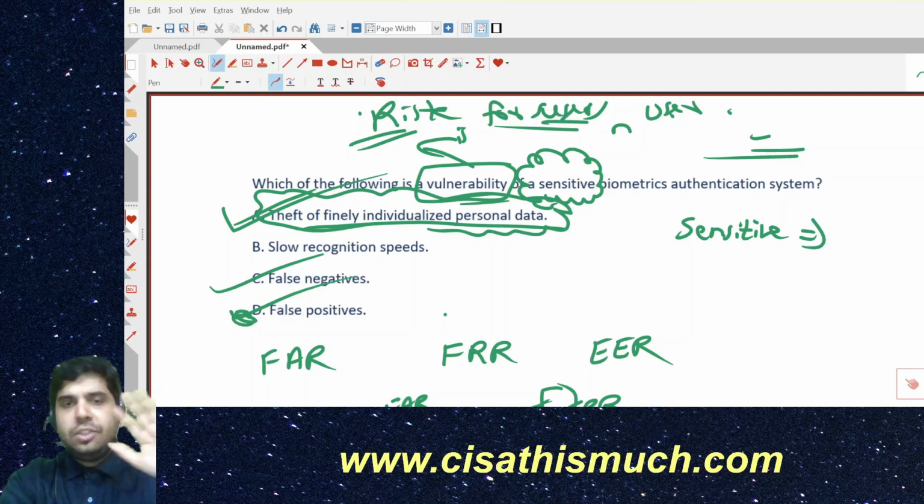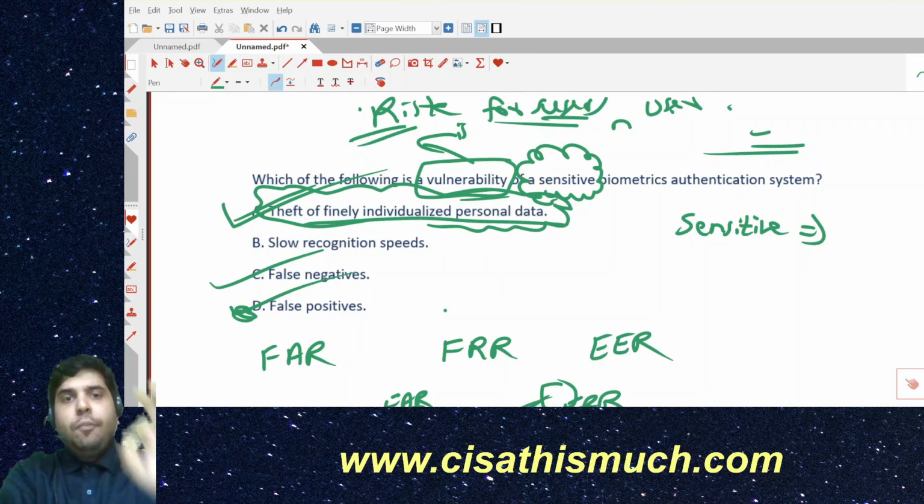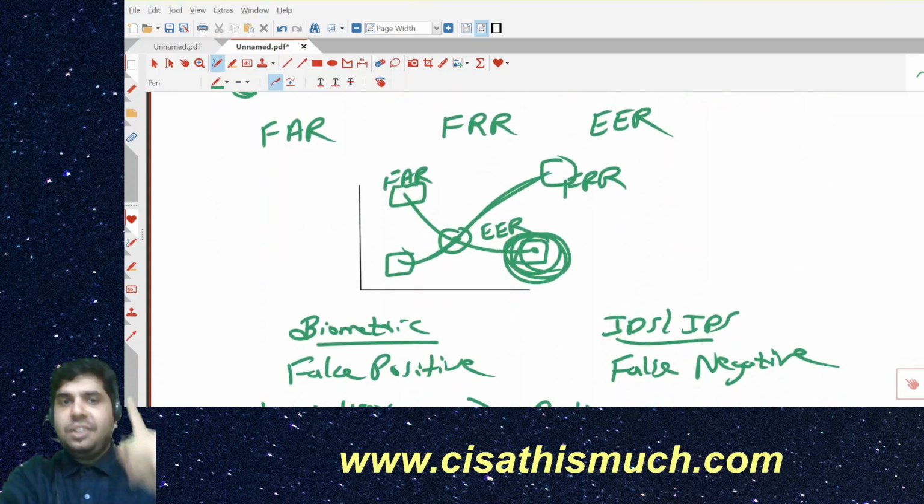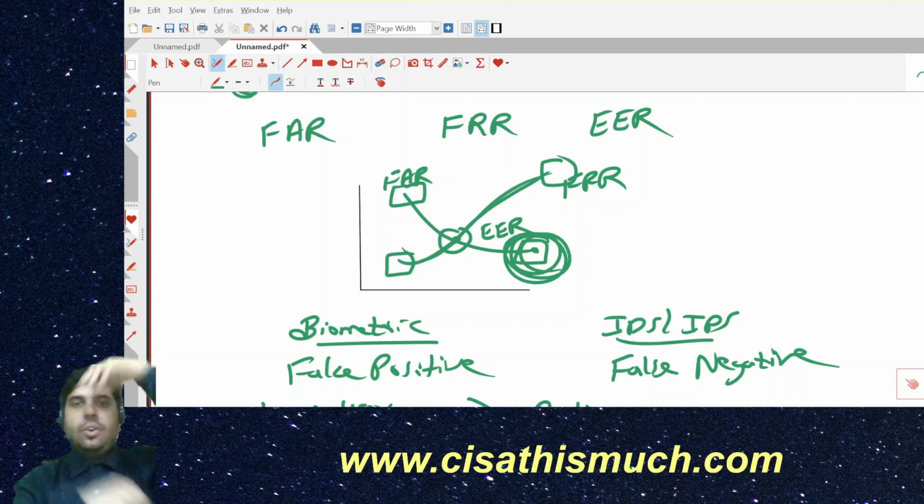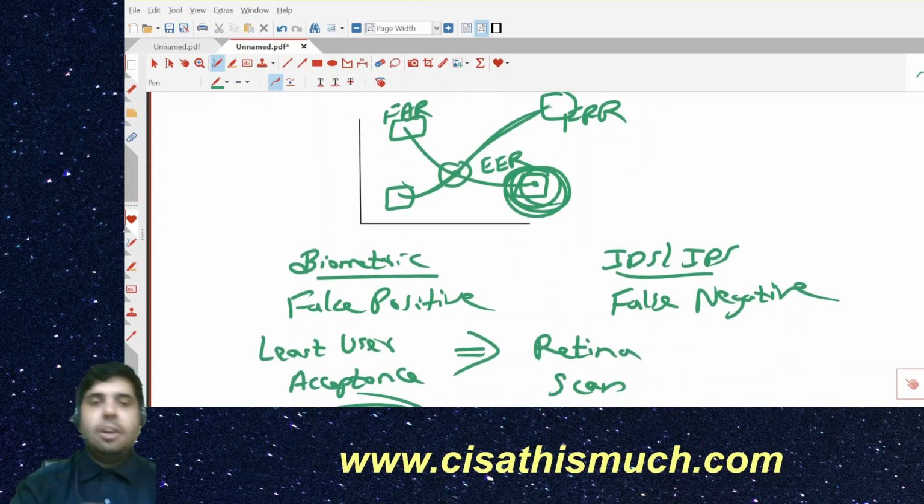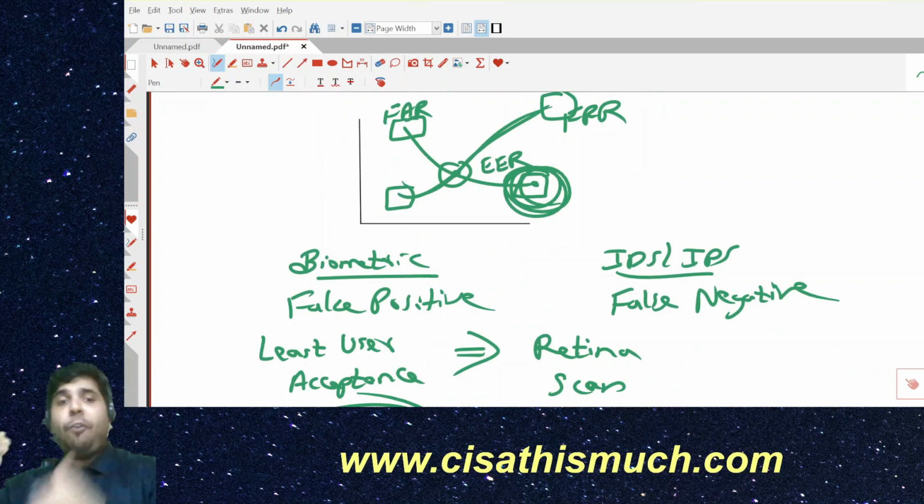Let us revise very quickly whatever we have discussed. We have discussed false acceptance, false rejection, and equal error rate. Both share an inverse relationship: false acceptance highest means false rejection lowest, and vice versa. We have to come somewhere in between, and that is called the equal error rate. In case of biometric, normally false positive. In case of IDS, normally false negative.